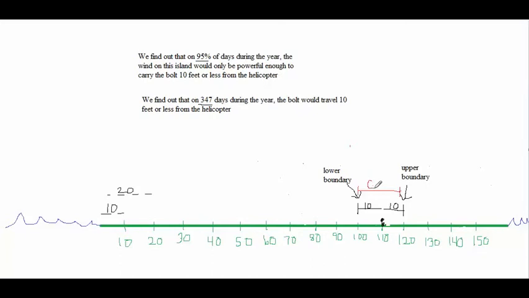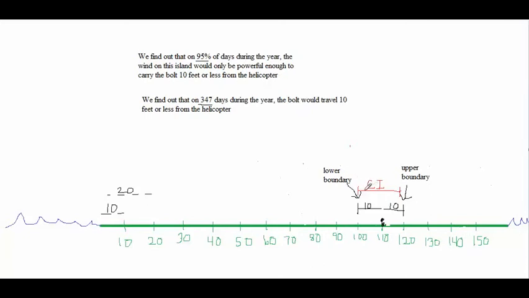If we decided to use 10 as our margin of error and to create this confidence interval between 100 and 120, then our conclusion would be, we believe with a certain amount of confidence that the helicopter's location would have been somewhere between 100 and 120, because even though it's possible that the helicopter's location could have been to the left of 100 or to the right of 120, in order for that to be true, it would mean that the bolt would have had to have traveled a distance longer than it would have been likely to travel on most days during the year.